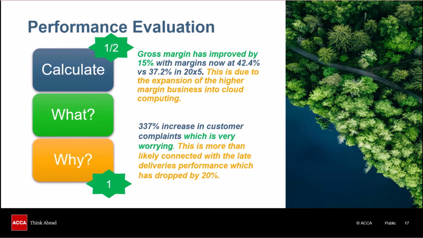Here's another example. 337% increase in customer complaints, which is very worrying. The half a mark is for that ratio. The what, which is very worrying, gets no marks. Explaining what's going on, therefore, then gets the 1 mark. This is more than likely connected with the late deliveries performance, which has dropped by 20%.